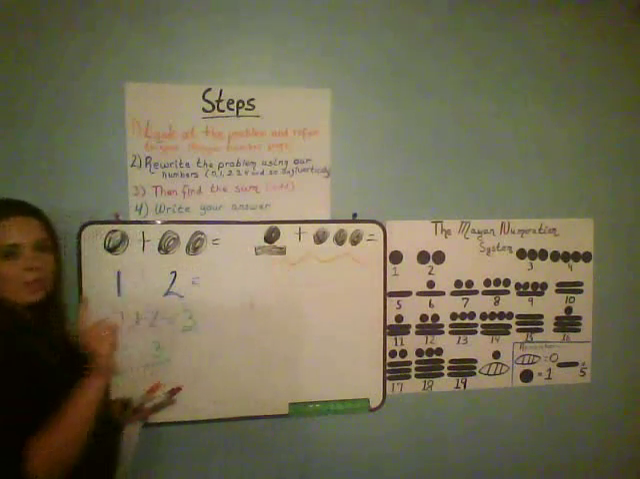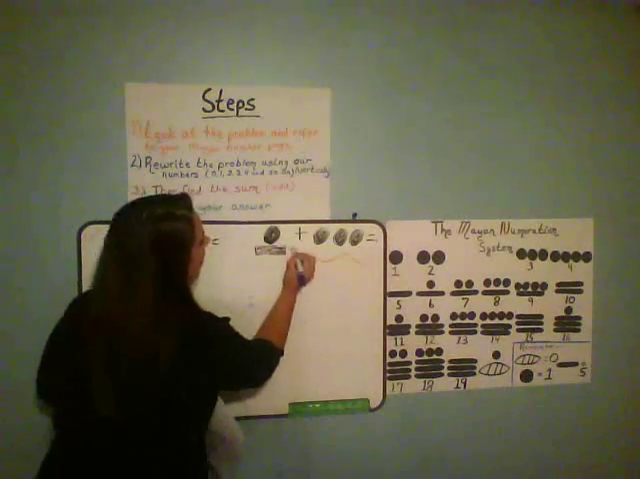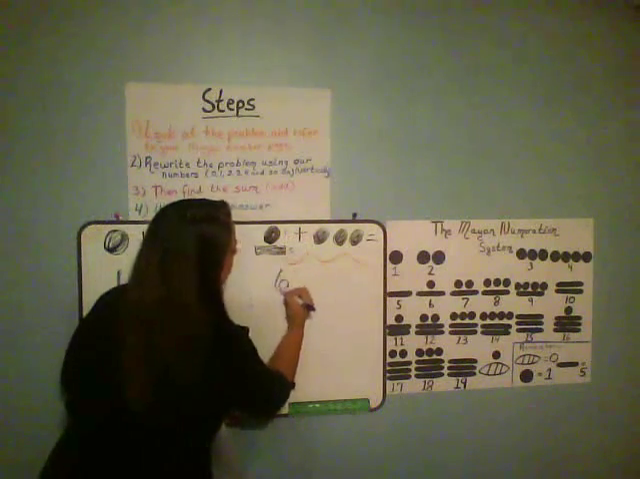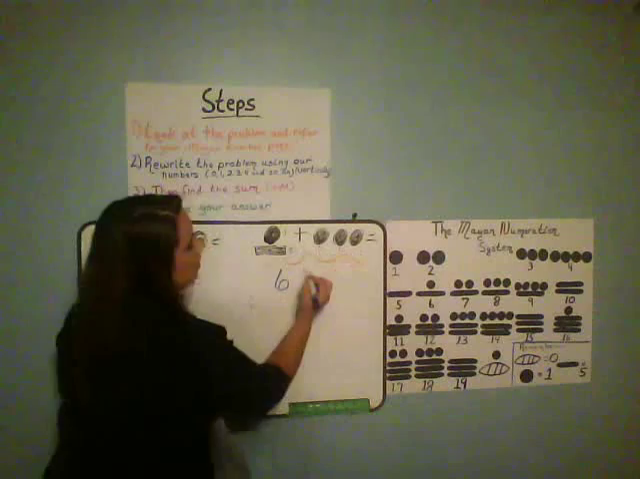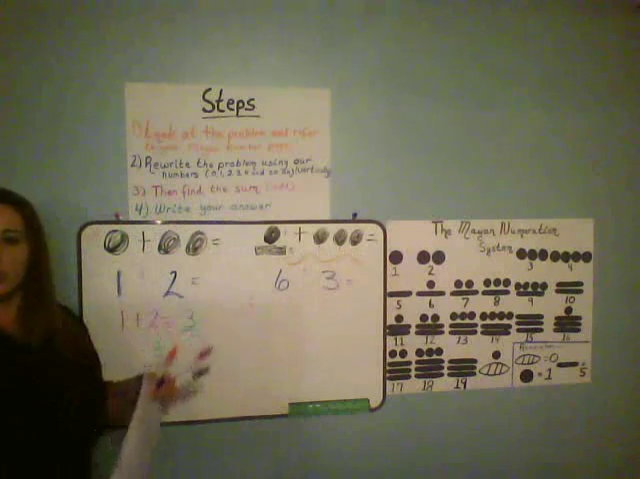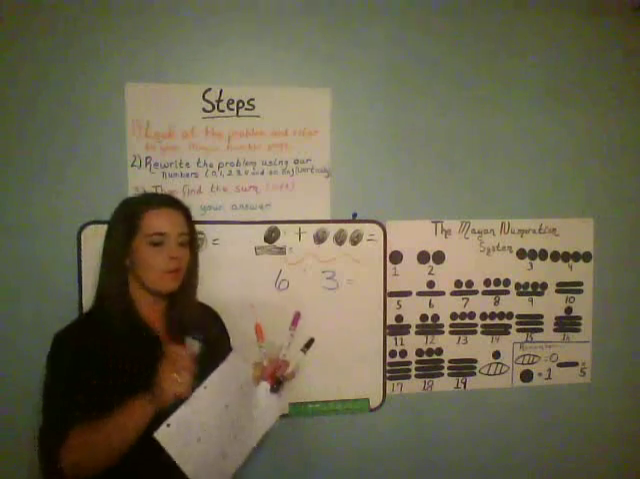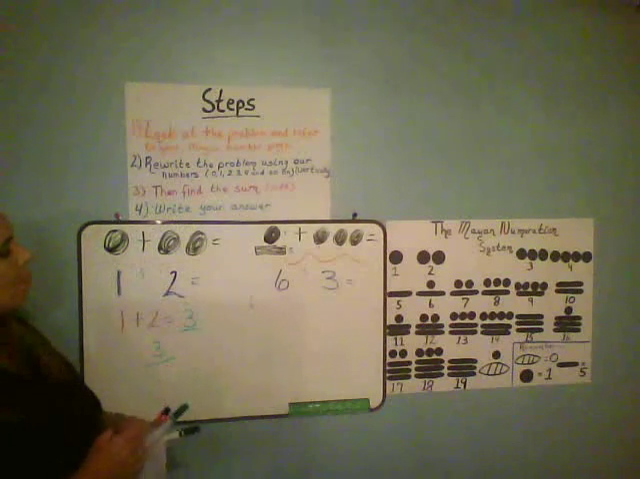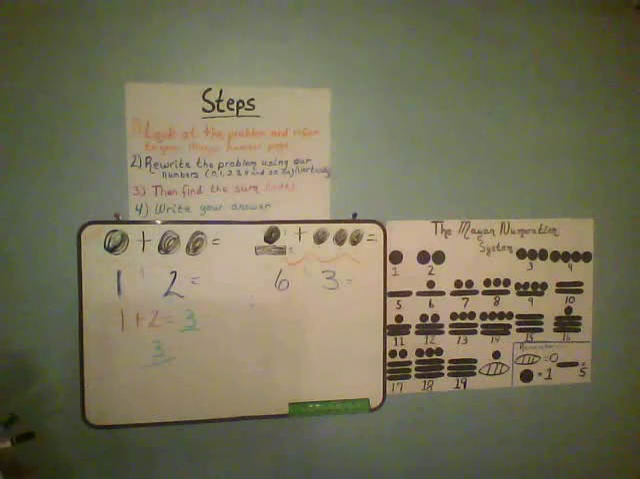Some of y'all might be able to do this. A bar equals 5 and a dot equals 1. So 5 plus 1 is 6. And then 3 dots, we know each dot is 1. So that's 3. Now, if you need to use your Mayan chart, that's okay. Use your chart, whatever makes you feel comfortable. Okay? So our third step, we wrote the problem in our numbers.